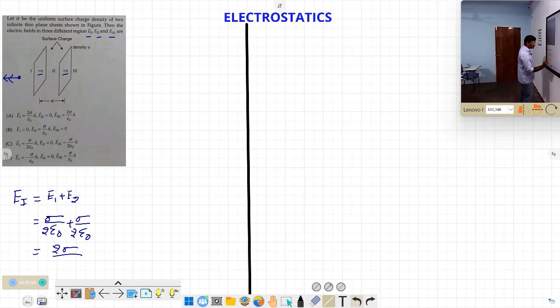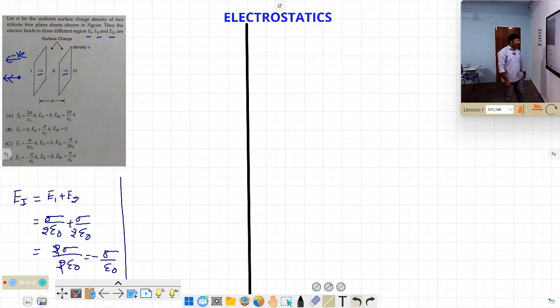Sigma by 2 epsilon naught is the formula. If you add it 2 times, 2 sigma by 2 epsilon naught, the 2 gets cancelled and you get sigma by epsilon naught. But since directions, plus and minus, are also given here, and this is the negative x-axis, you have to take this value as minus sigma by epsilon naught. So the electric field in the first region must be minus sigma by epsilon naught.